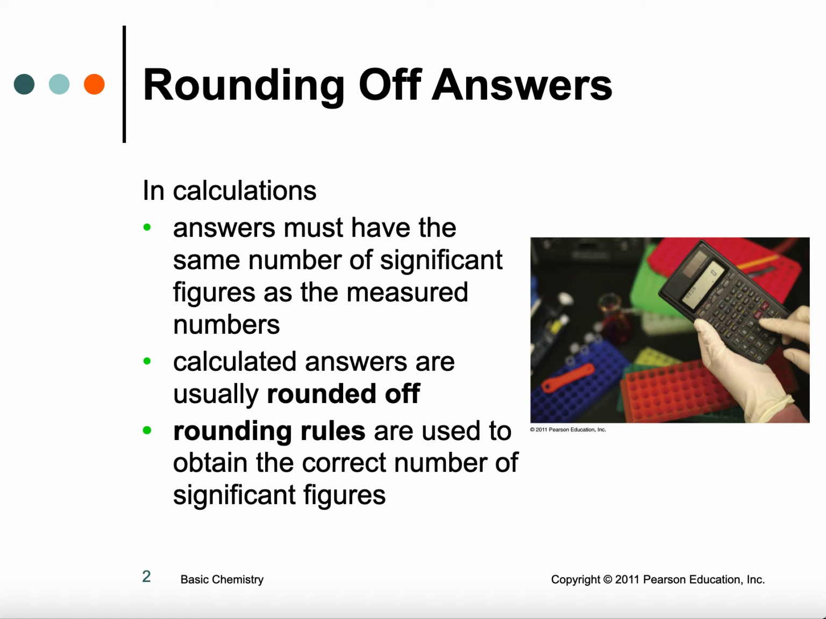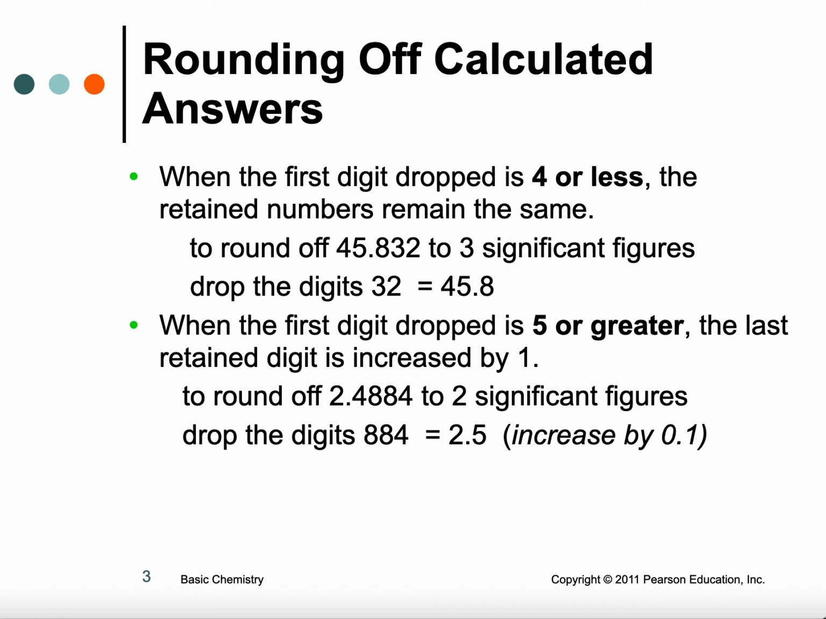You're going to round up. Remember in grade school when you did rounding, if you had 4.5 and you wanted to round to the nearest 1, 0.5 allowed you to go all the way up to 5. So 4.5 would be recorded as 5, because I rounded that 0.5 up. Rounding rules are going to be used to obtain the correct number of significant figures when you do arithmetic with these answers.